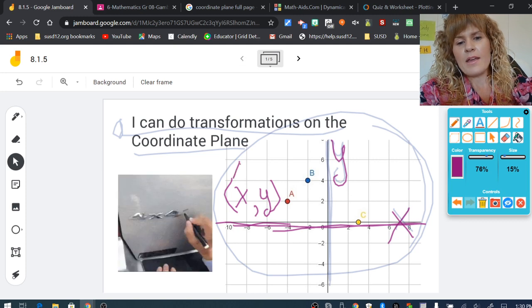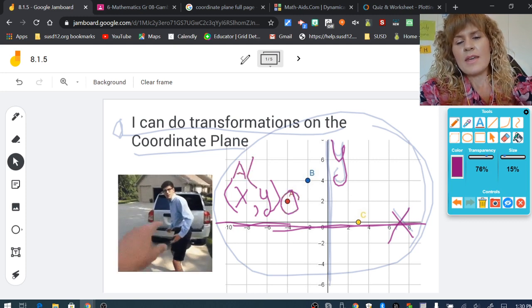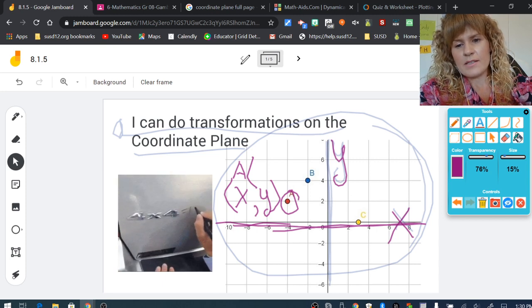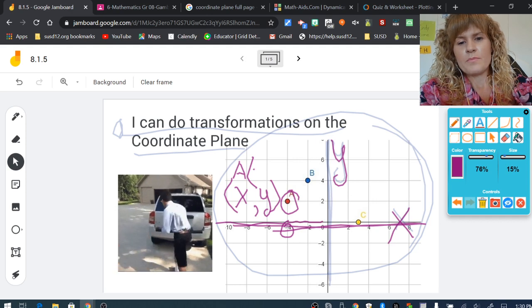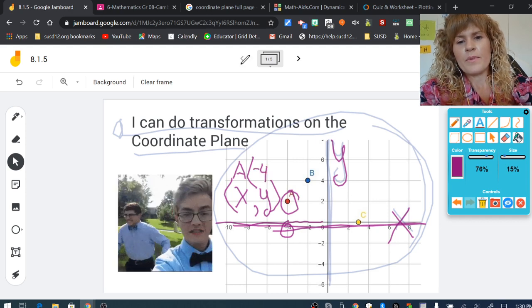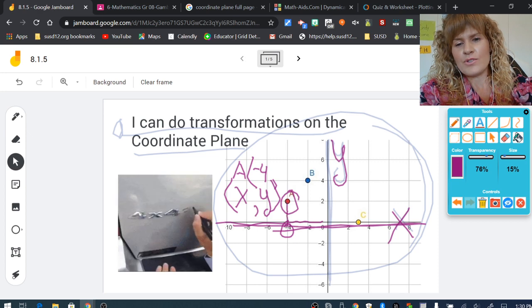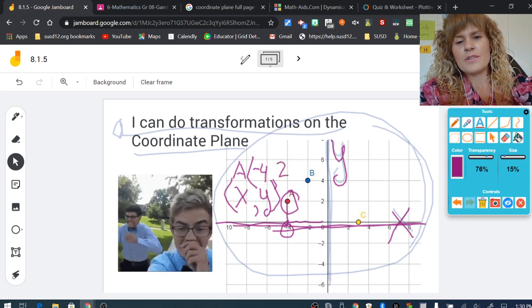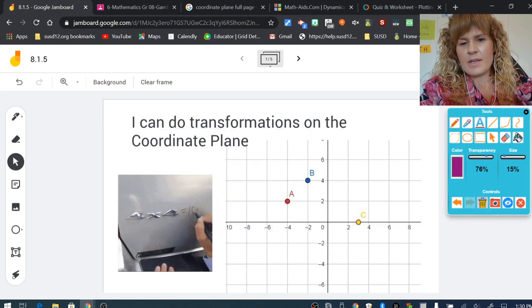For point A, right here, the x-coordinate is -4. Put that here, -4, comma. The y-coordinate is 2. So its coordinates are (-4, 2). Let me clean this up.